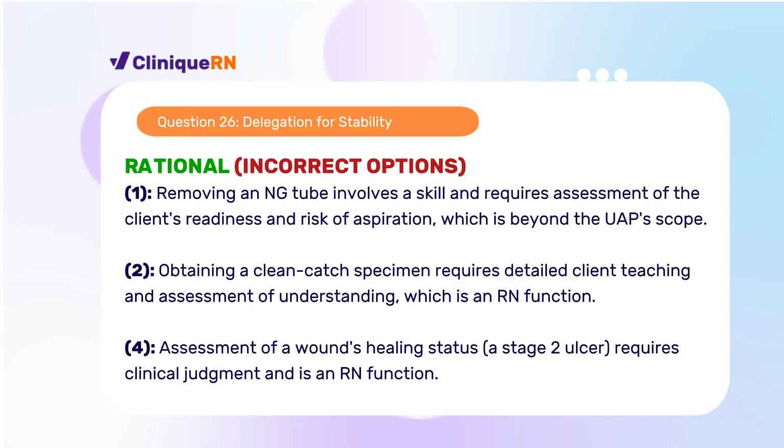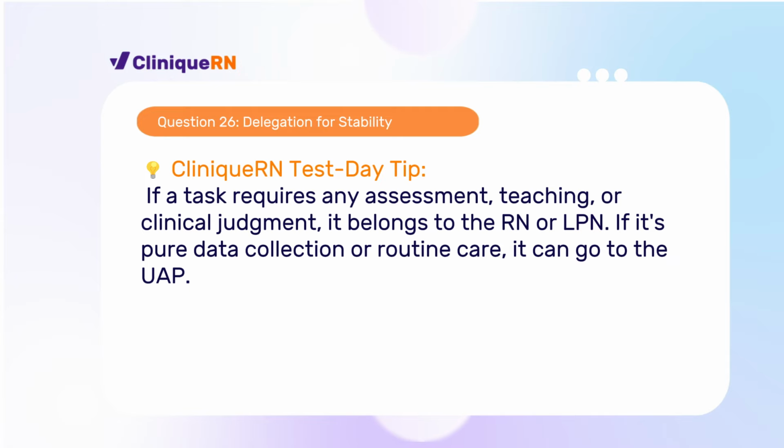Incorrect options. 1. Removing an NG tube involves a skill and requires assessment of the client's readiness and risk of aspiration, which is beyond the UAP's scope. 2. Obtaining a clean catch specimen requires detailed client teaching and assessment of understanding, which is an RN function. 4. Assessment of a wound's healing status, a stage 2 ulcer, requires clinical judgment and is an RN function. Clinique RN Test Day Tip. If a task requires any assessment, teaching, or clinical judgment, it belongs to the RN or LPN. If it's pure data collection or routine care, it can go to the UAP.